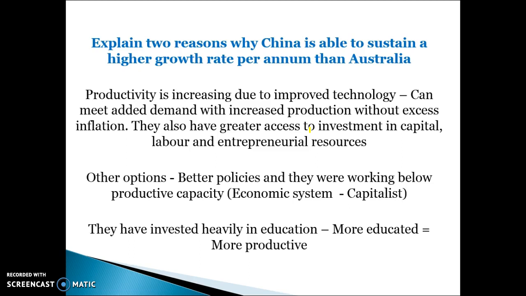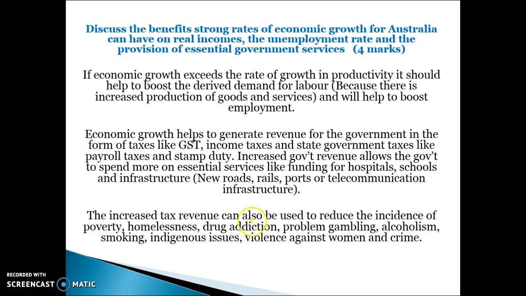Two reasons why China is able to sustain a faster rate of growth than Australia. One, their productivity is increasing, and that's due to improvements in technology. So they're able to meet added demand without excessive inflation. They've also improved the quality of their labour or entrepreneurial resources. Again, that's helped to boost productivity and therefore allow them to meet demand without excessive inflationary pressures. Other options, things like better policies and the fact that they were working below their productive capacity in the past.